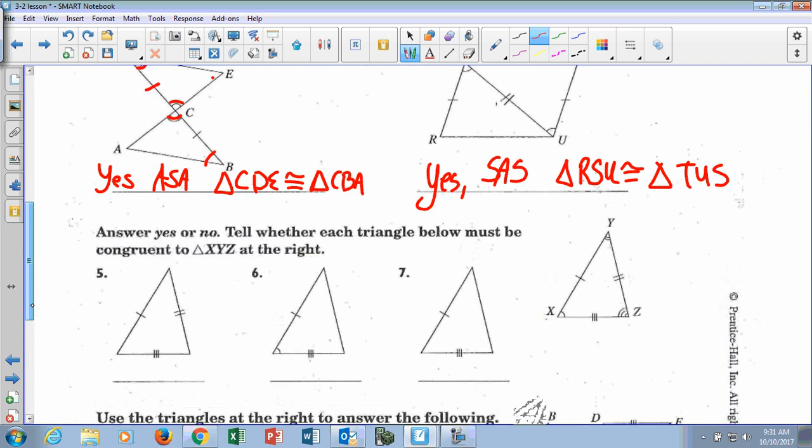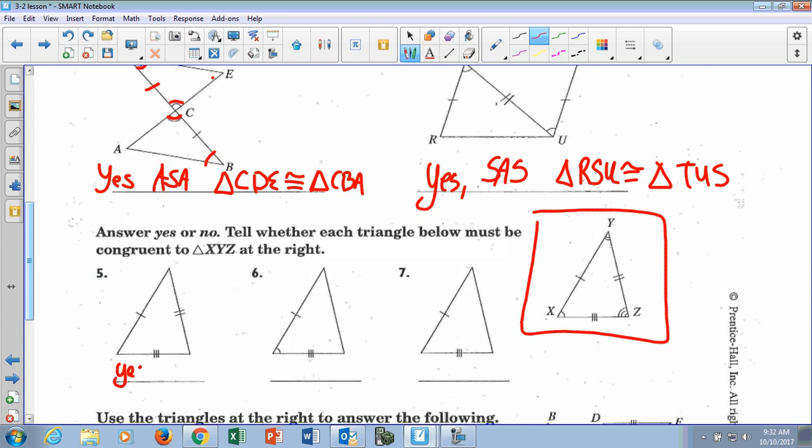Here we go. Everyone got there? It says answer yes or no. Tell whether each triangle must be congruent to triangle XYZ. So this is the one that we're really comparing everybody to. Right here. Okay. So 5. Is 5 congruent to XYZ? Martina. Yes, why? All the sides are the same, right? And if all the sides are the same, all the angles are the same.